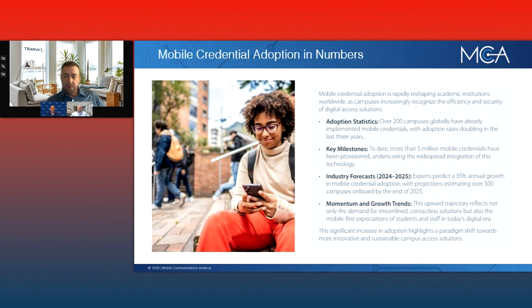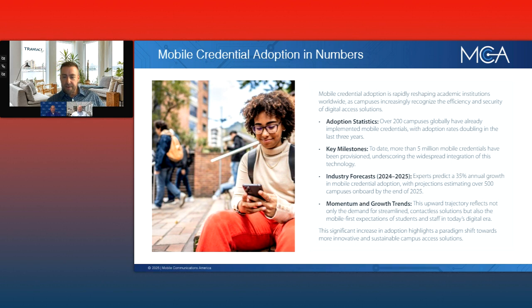Adoption by the numbers. Transact and Seaboard first launched with mobile credentials back in 2018 with our solution. We've seen unbelievable growth there. Over the last 3 years, adoption rates have almost doubled. Statistically, over 200 campuses globally have implemented a mobile credential. 132 of those campuses are Transact Seaboard campuses. Milestones: 500 mobile credentials provisioned. About 3.6 of those are provisioned on Transact Seaboard mobile credential campuses across the country.